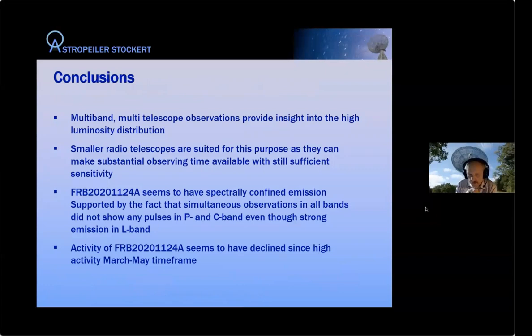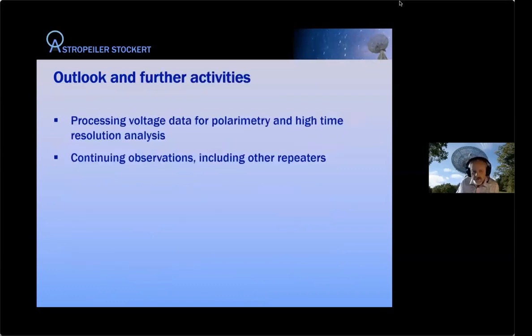We've seen that the FRB 20211128A seems to be spectrally confined, at least for these very high intensity pulses, because we haven't seen anything in P and C band. And the activity of this particular source seems to have declined since the March-May timeframe.